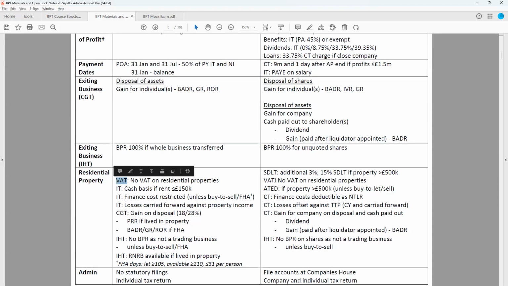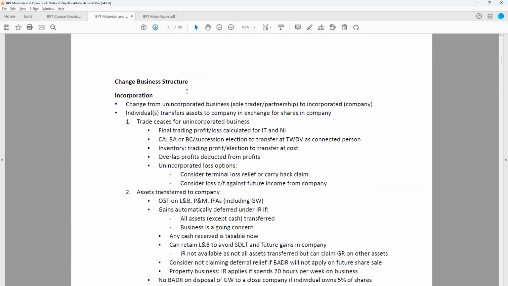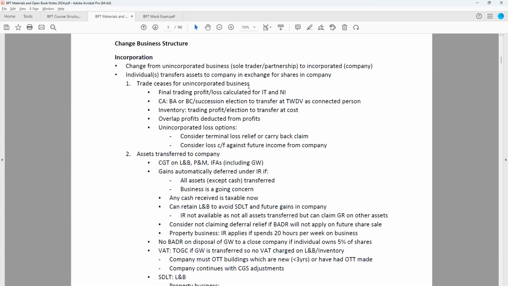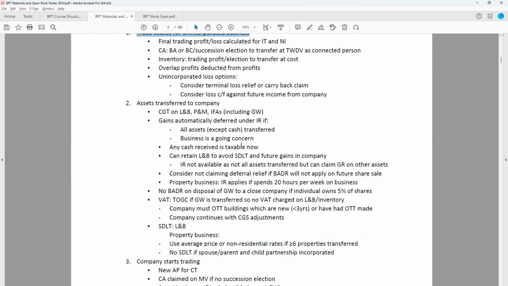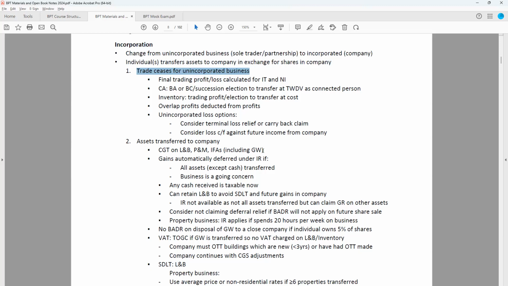For example, if it was a residential property letting business, or with an incorporation, the main focus is going to be, are there trading losses? How are they going to be relieved on cessation of the unincorporated business? Then capital gains on disposal of the assets, claiming incorporation relief or don't claim it to get BADR. There's going to be a lot of consideration there.